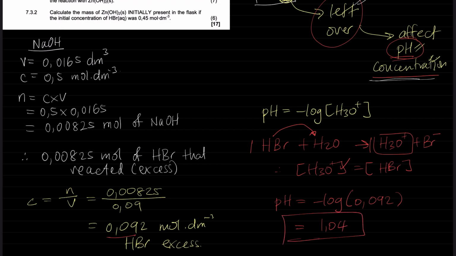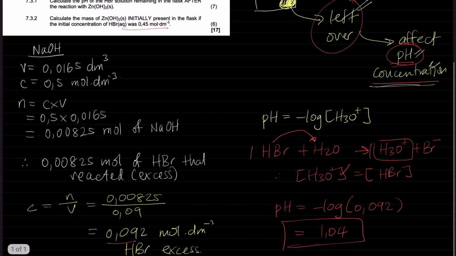Now let's take a look at the next question. Calculate the mass of zinc hydroxide initially present in the flask if the initial concentration of HBr was 0,45 moles per dm cubed. Okay, so let's look at our information again. So now we have HBr, and this is at the beginning now. We know the volume is 0,09, and they now give us the concentration, which is 0,45.